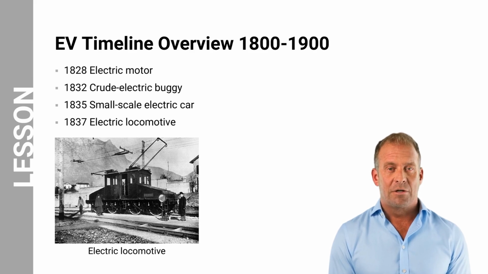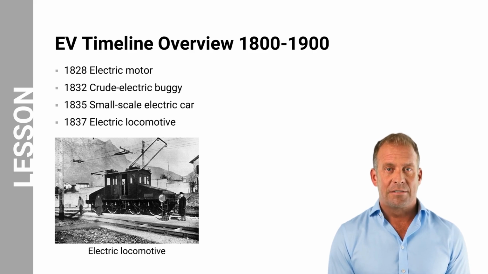In 1832, the crude electric buggy was invented by Robert Anderson, but it wasn't until the 1870s or later that electric cars became practical. In 1835, a small-scale electric car was designed by Professor Strating of Groningen, Holland, and built by his assistant, Christopher Becker.